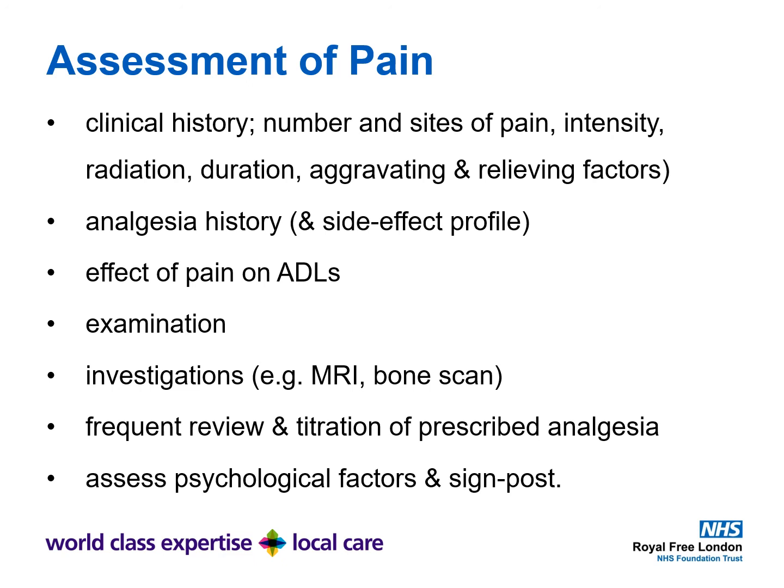What is the effect of pain on their activities of daily living? Examine the patient. Do they have arthropathy because they have a knee effusion, for example, which will need treatment with drainage and injection of intra-articular steroids? Think about any investigations that are necessary. Review the investigations that the patient's had, any recent MRI, CT staging, or bone scan, for example. You want to make sure that if you are discharging the patient and whilst in hospital, there's a frequent review and titration of prescribed analgesia.